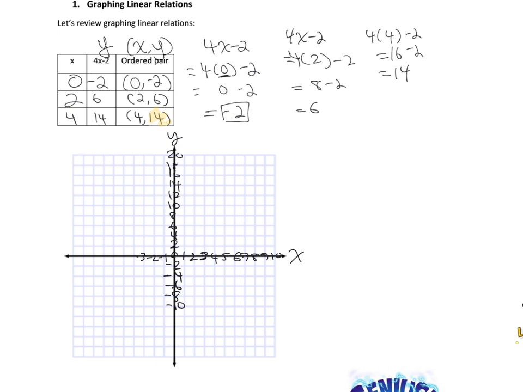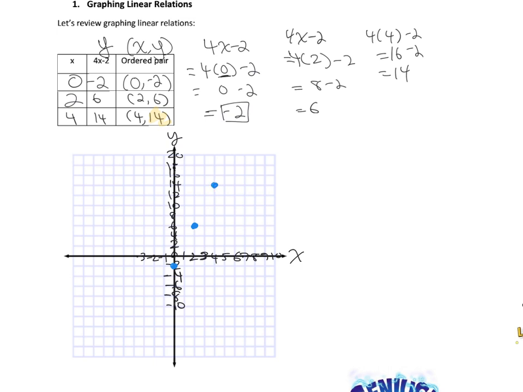Now my job is to graph the ordered pairs. So I have 0 and negative 2. I go to 0 on x and negative 2 on the y and draw a dot right there. Then I go to 2 on the x and 6 on the y, and this is where the dot should be. So I draw a dot right here. Then lastly, I have 4 and 14, and I draw a dot right here.